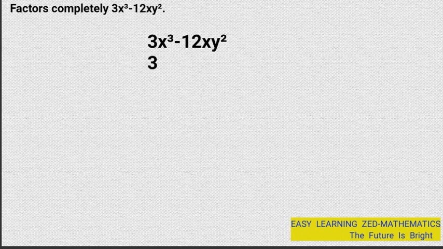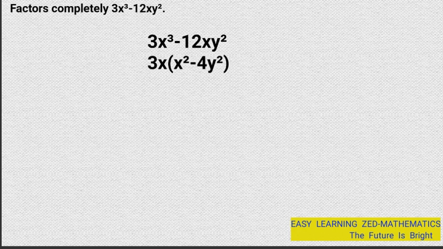Next I'm going to ask myself what variables are in both. x is in both. In 12xy squared there is only 1 x, so we're going to use 1 x, so we're going to have 3x. Then we divide 3x cubed minus 12xy squared by 3x. 3x cubed divided by 3x gives us x squared. Then I'm also going to divide 12xy squared by 3x, which gives us 4y squared.